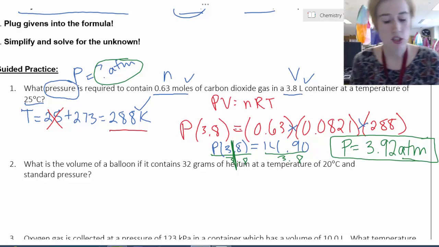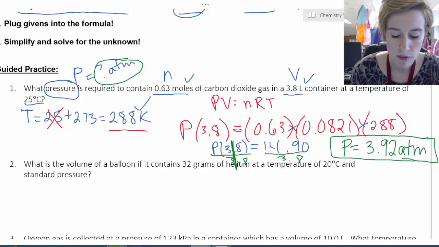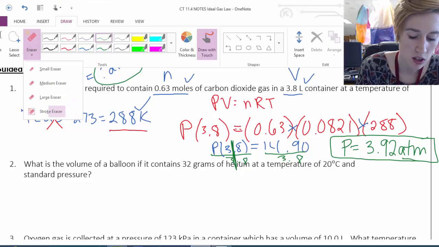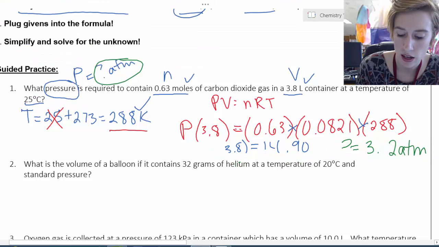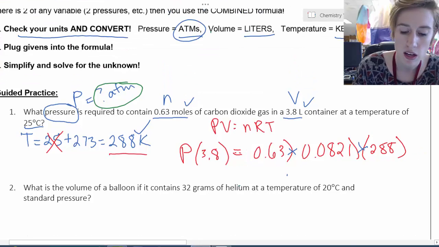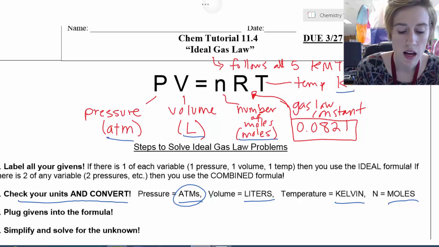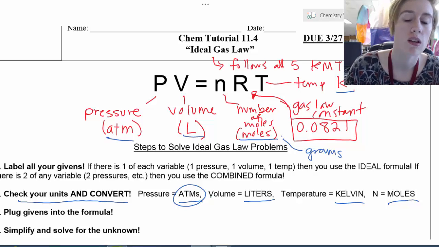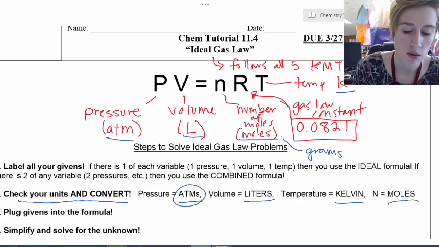Okay, so let's look at number 2. It says, what's the volume of a balloon if it takes 32 grams of helium? So I'm going to stop and look at grams. What is grams? How is that going to help me? Well, we did talk about how everything has to be in the right units, right? A wrong unit for N could be grams. So if they give you grams, you would just need to convert to get to your moles. So let's go ahead and do that.